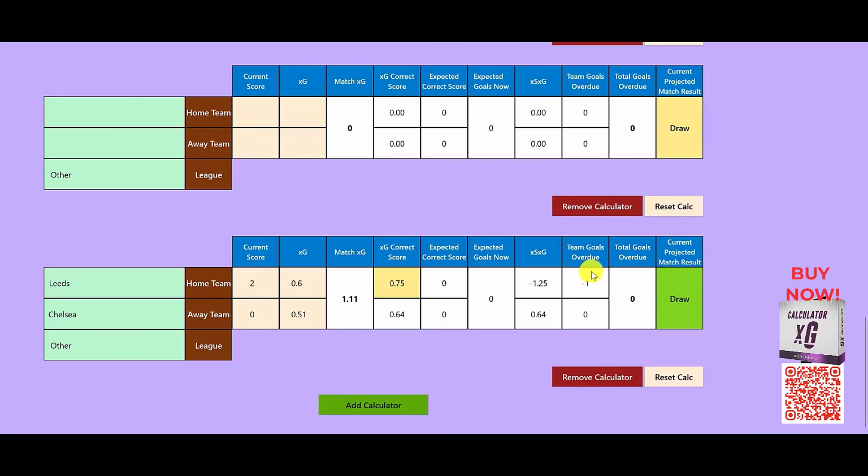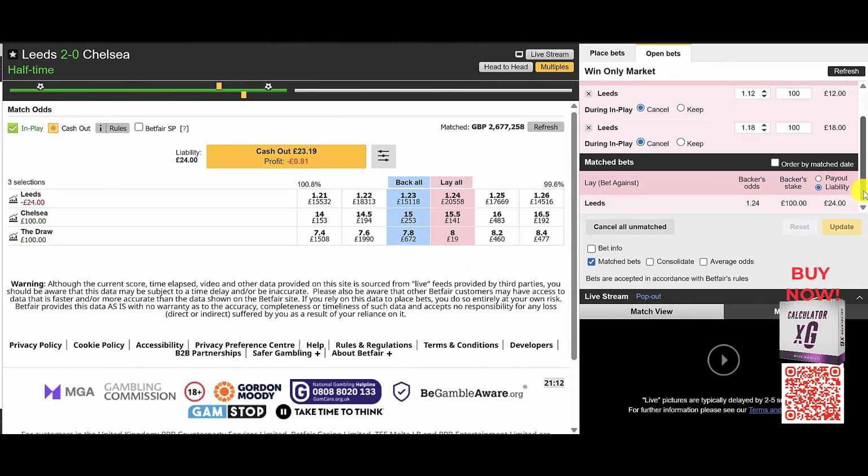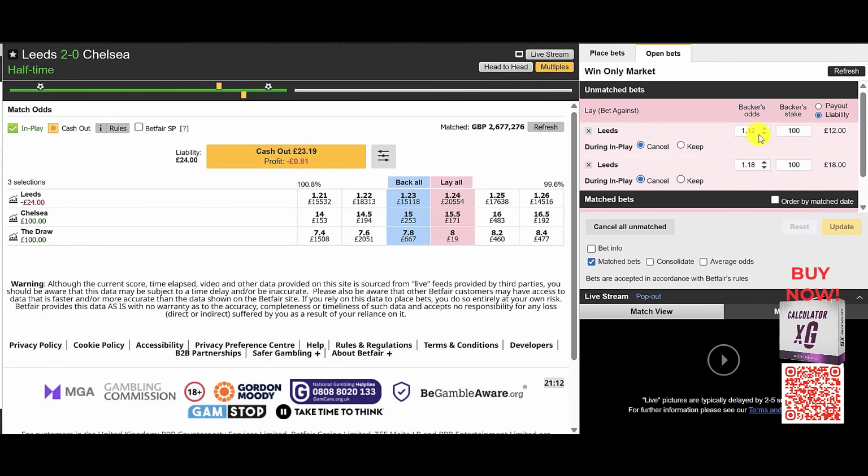So when a team is outperforming their XG, then they're ripe for getting taken on and laying. And so we've done exactly that. Laying Leeds here at 1.24, and we've got lay orders at lower odds also to take advantage of. We're not quite expecting more goals in this one. We're not going to get involved in the goal markets just yet. We're just going to take advantage of this low risk laying opportunity going against Leeds.